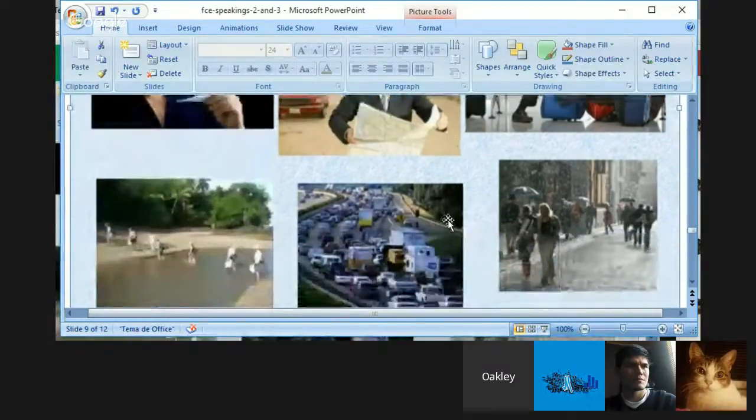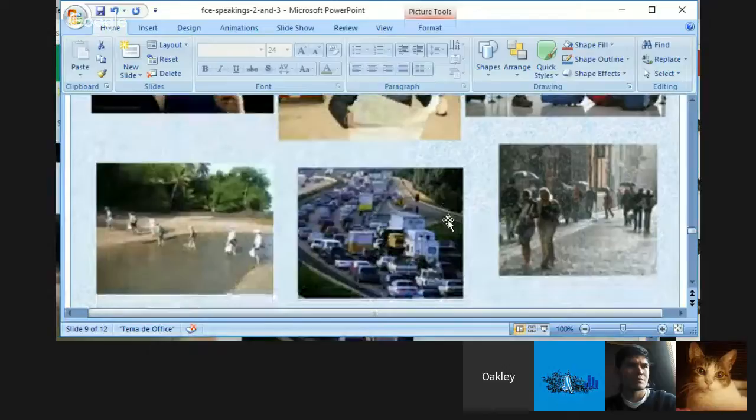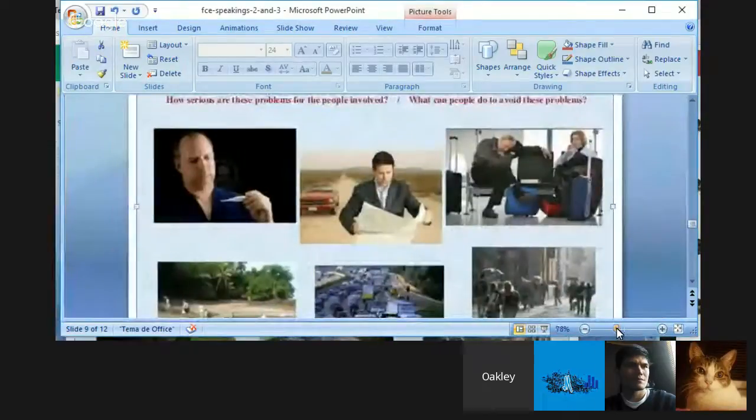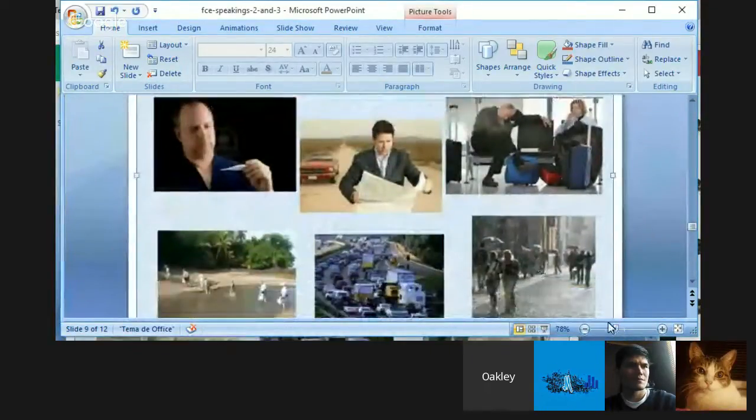Could you please zoom in or zoom out in this situation? Yes, I can. Thank you for asking. You mean in all the pictures or just in the first one?